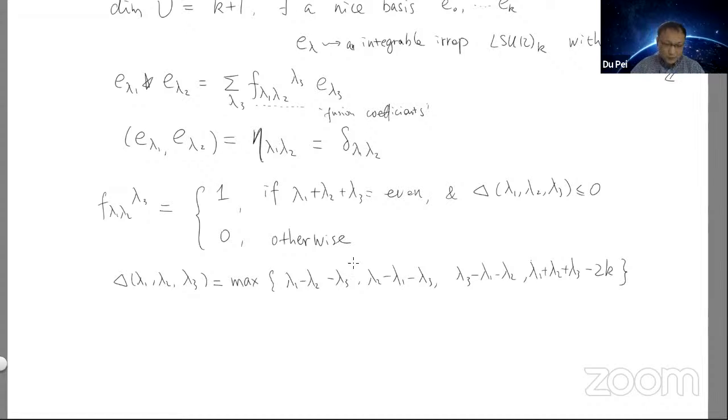So one way to better understand this condition, the condition conceptually, is that this is roughly saying that this triangle with edge lengths given by lambda 1 over k, lambda 2 over k, and lambda 3 over k fits inside SO3, sorry, SO2.